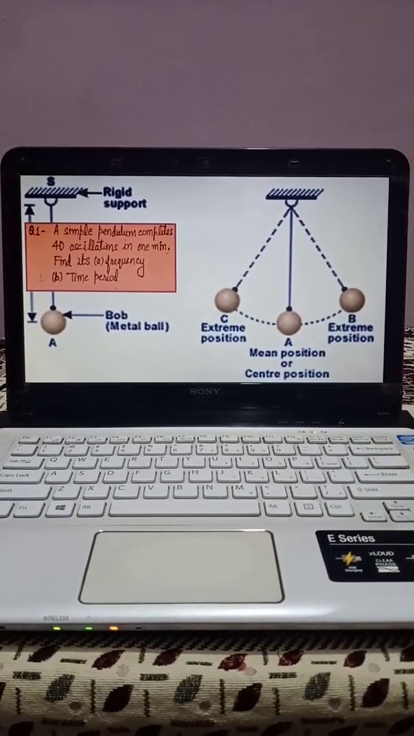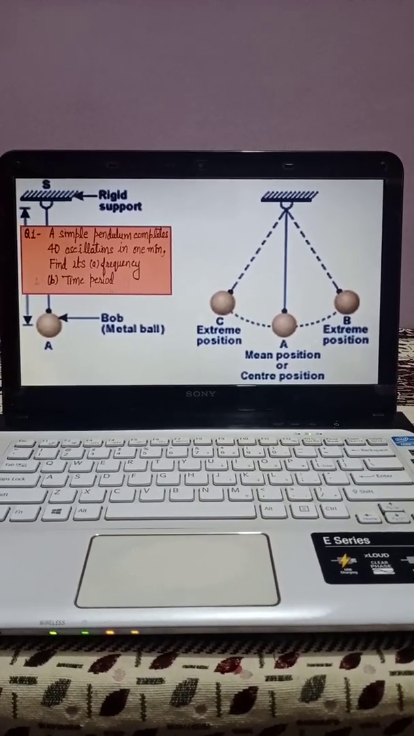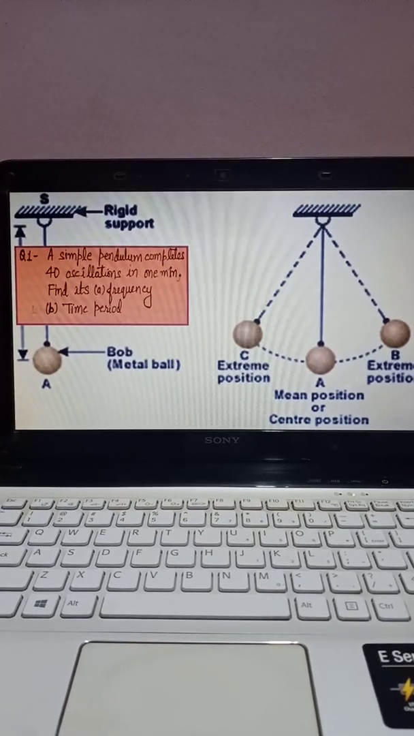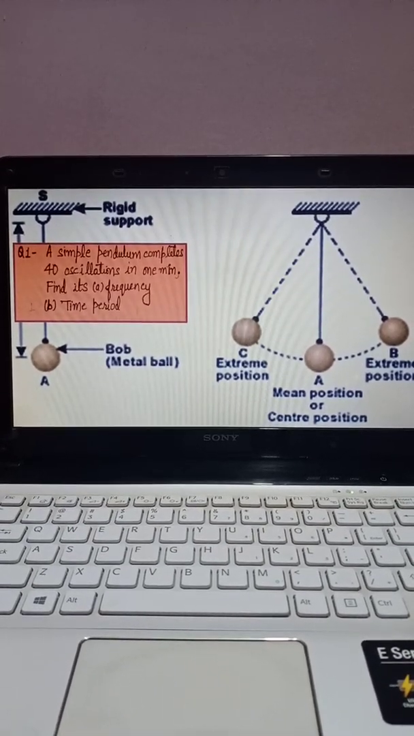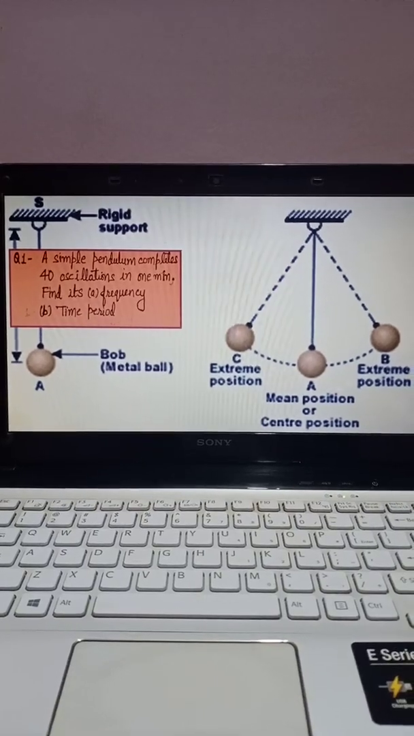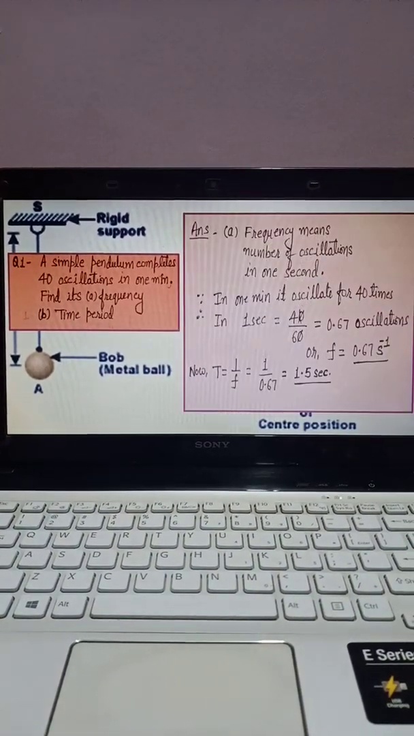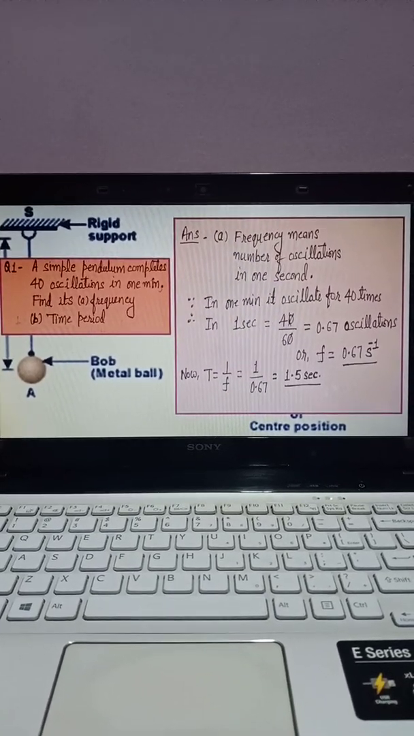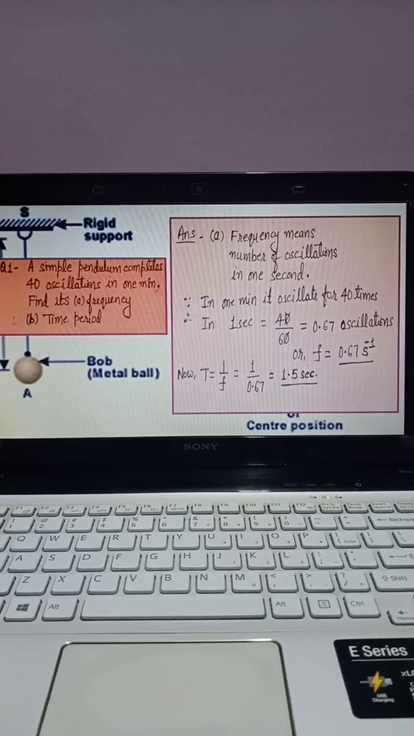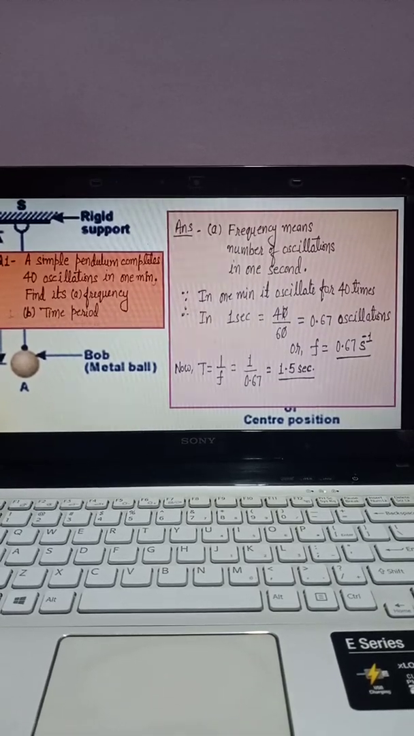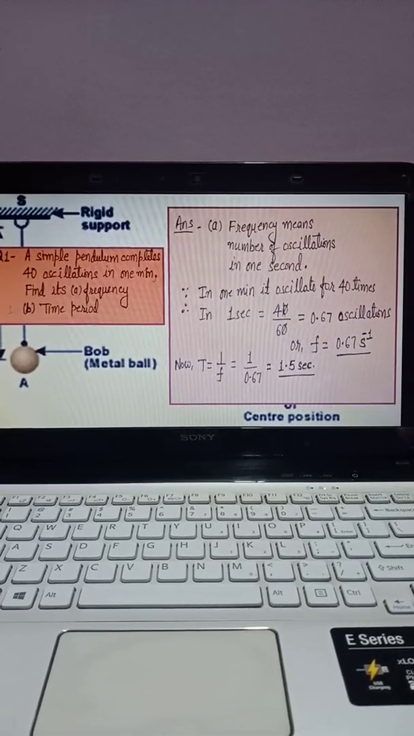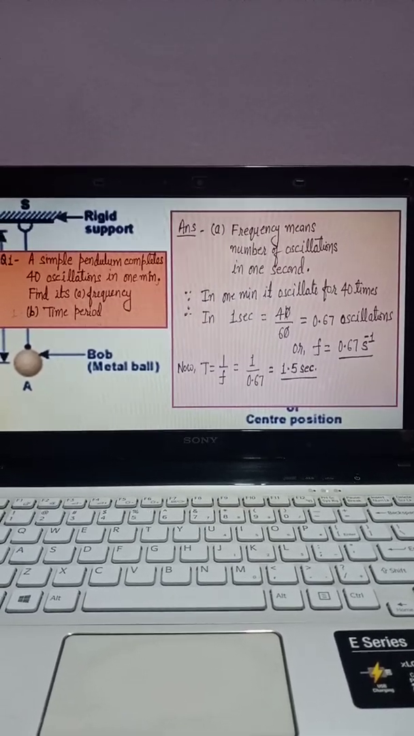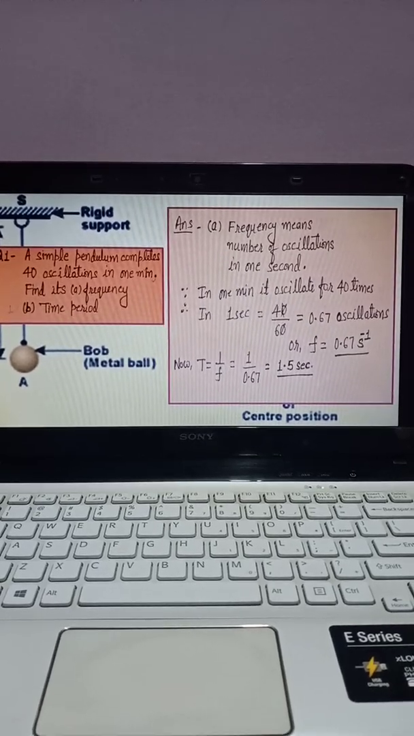So the first numerical is here. A simple pendulum completes 40 oscillations in 1 minute. Then we have to find its frequency and time period. To find the frequency, as in the question it is given that the simple pendulum completes 40 oscillations in 1 minute, we have to find the number of oscillations in 1 second.